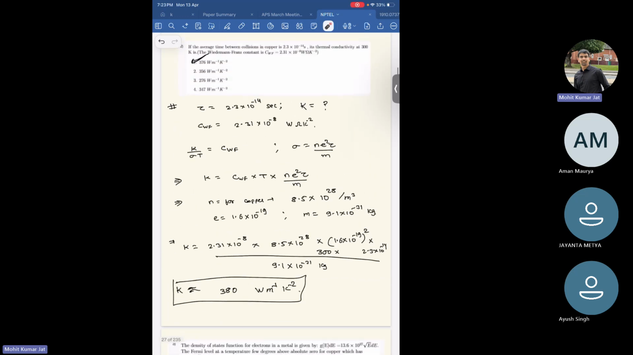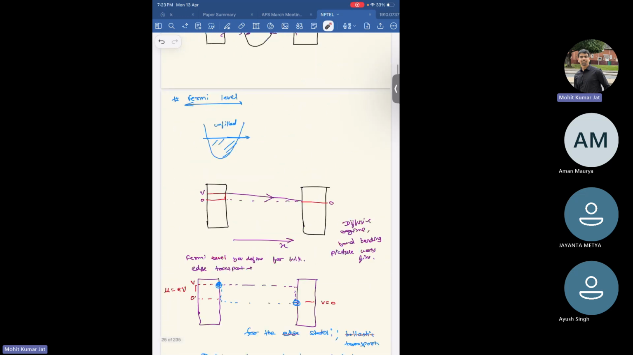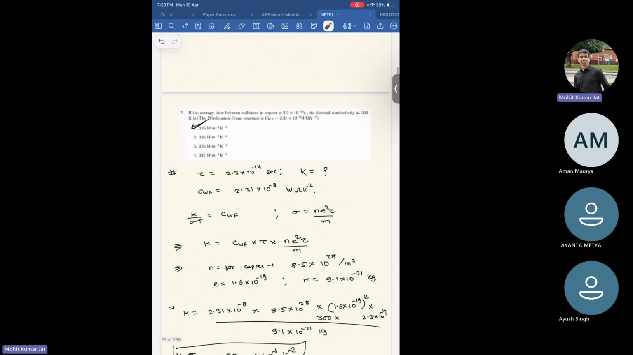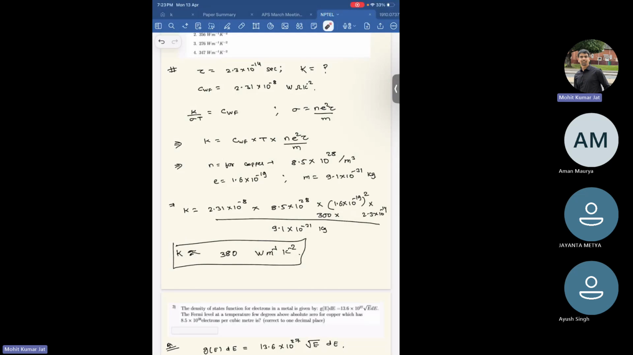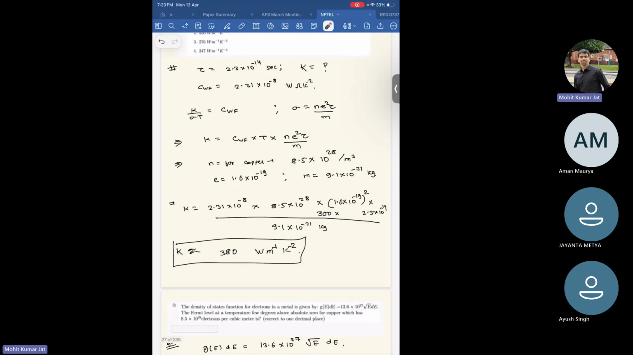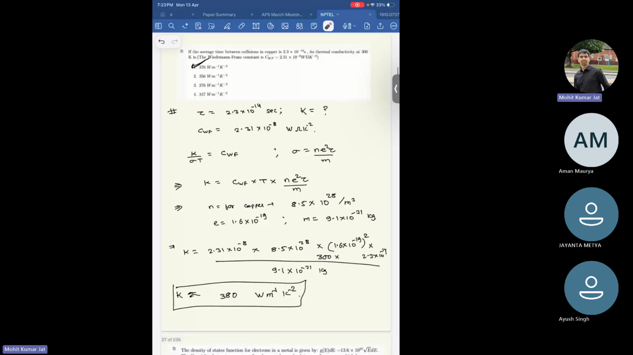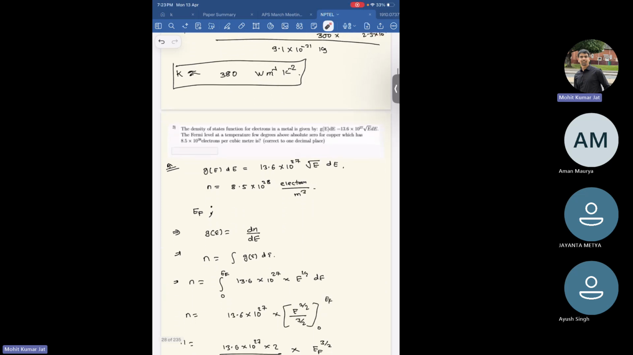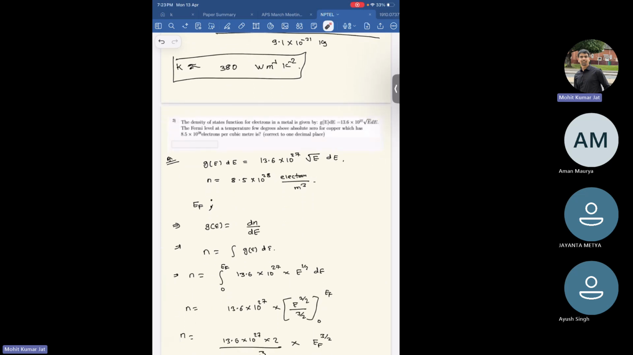This is copper, and the above question was silver. So for copper, we take the carrier density, because we need the carrier density, right? This is not given in the question, but it has to be, otherwise this question is incomplete: 10 power 28 per meter cube. This needs to be there. We substitute these values, and we get our K, thermal conductivity, to be 380 watt per meter per Kelvin. This is how typically the numerical question will come, right?